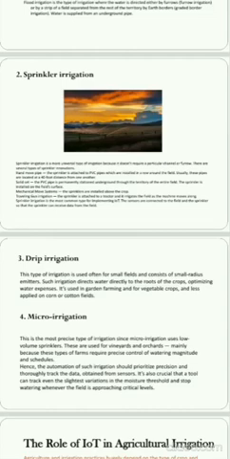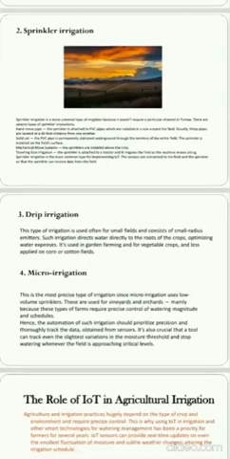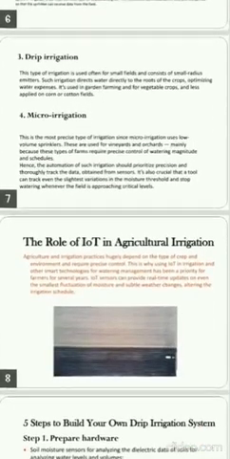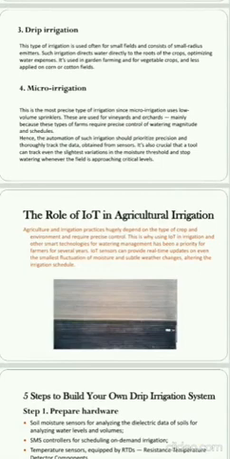The role of IoT in agricultural irrigation. Agriculture and irrigation practice hugely depend on the type of crop and environment and require precise control. This is why using IoT in irrigation and other smart technologies for watering management has been a priority of farmers for several years. IoT sensors can provide real-time updates on even the smallest fluctuation of moisture and subtle weather changes altering the irrigation schedule.